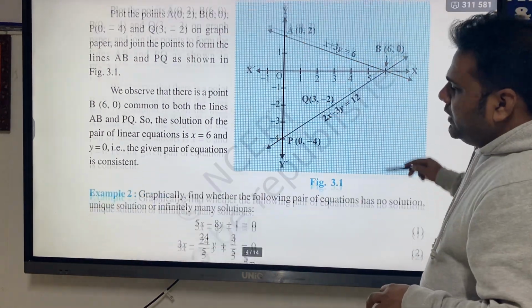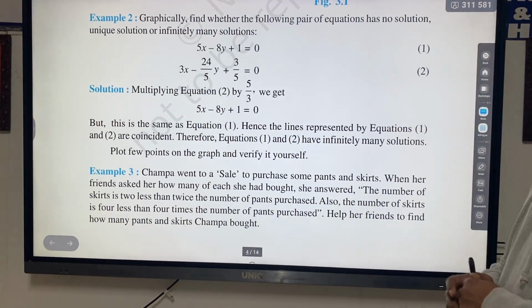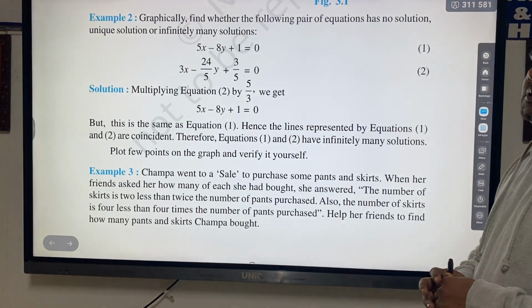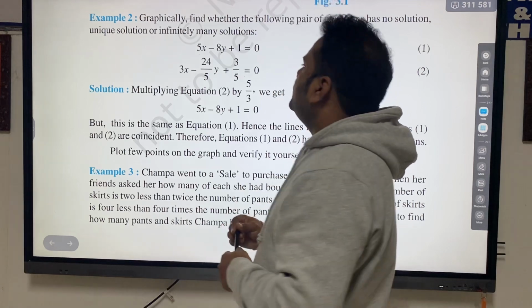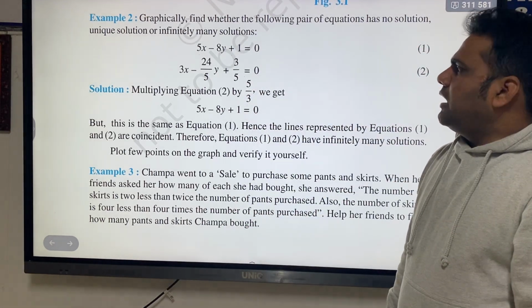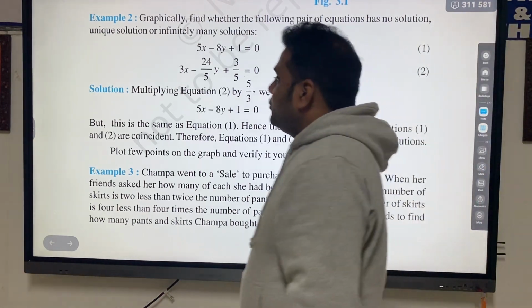Now, graphically find whether the following pair of equations has no solution, unique solution, or infinitely many solutions. The same procedure you have to do. So what you have to do? You have to draw the graph for this. Okay? Yes. And otherwise, if you don't want to draw the graph, so what you have to do?